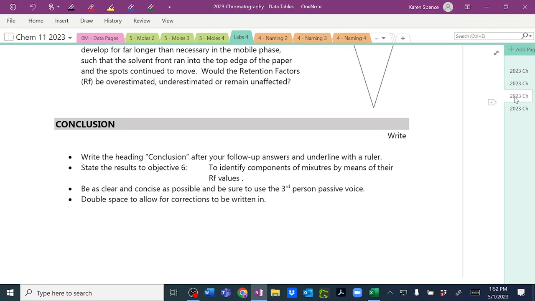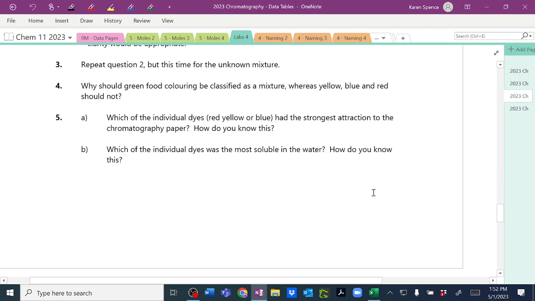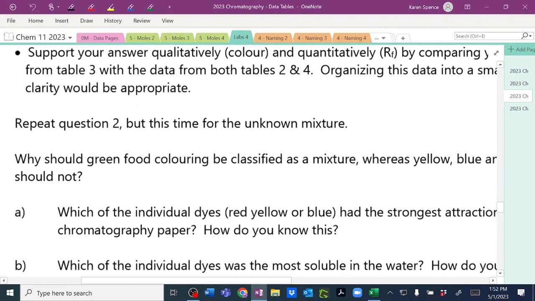Yes. So on question number 4, it's like, why should green be qualified as a mixture and the other one should not? I don't really understand. Okay, so the question number 4 that we want to go over is: why should green food coloring be classified as a mixture, whereas yellow, blue, and red should not?